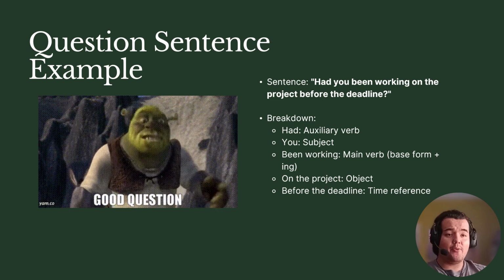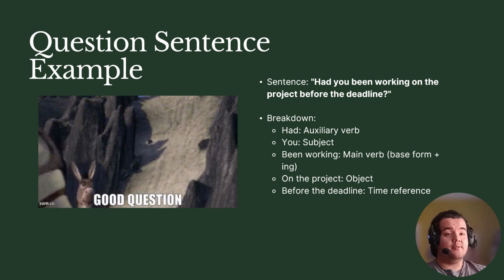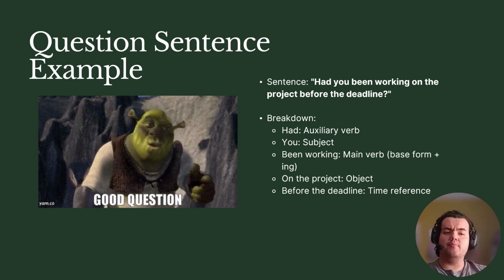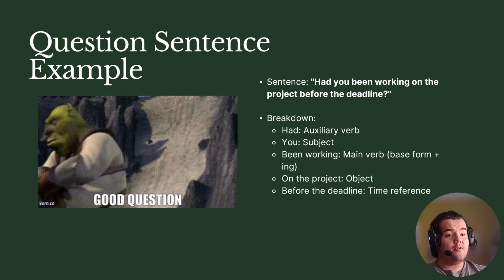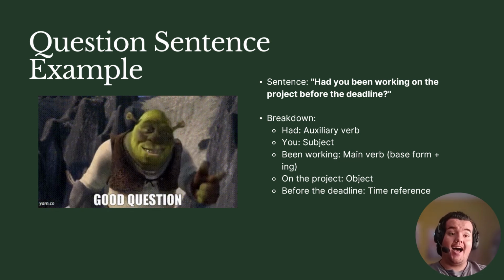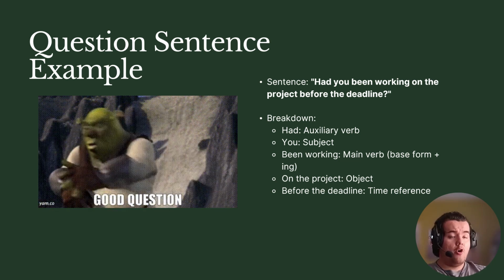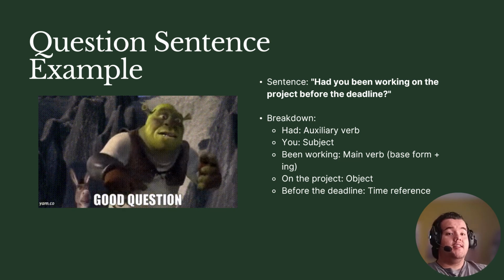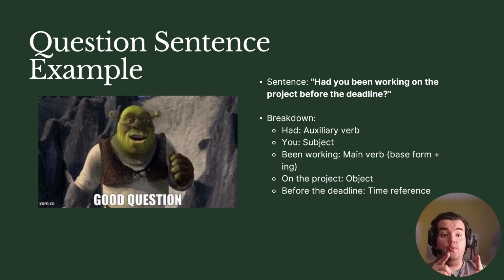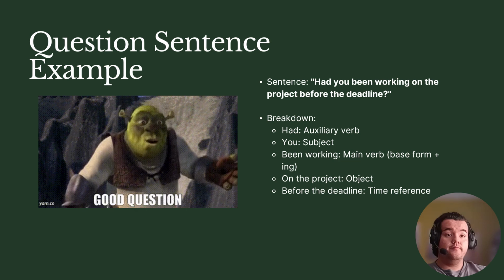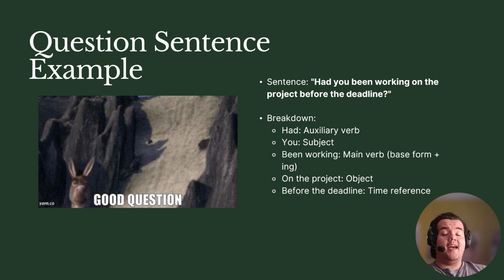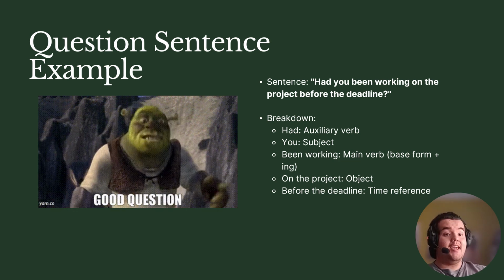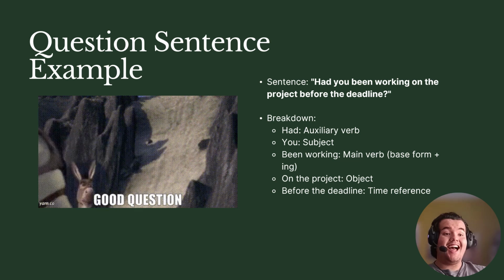So we got the questions. The example will be: had you been working on the project before the deadline? Had you been working on the project before the deadline? Remember, the subject is going to be you. The auxiliary verb is going to be had been.